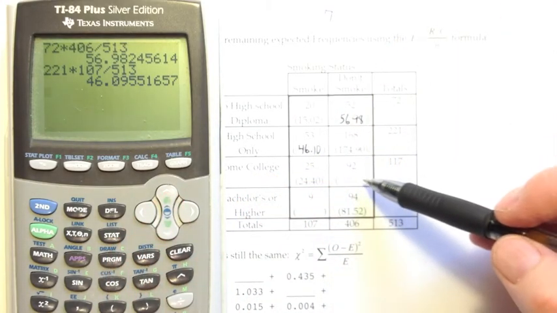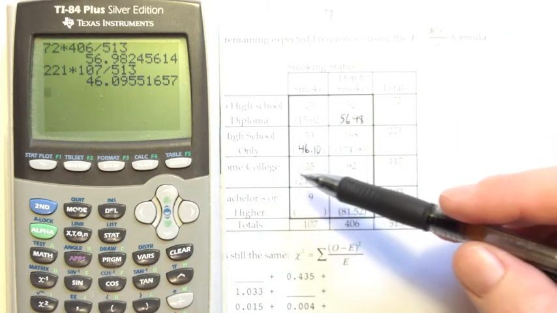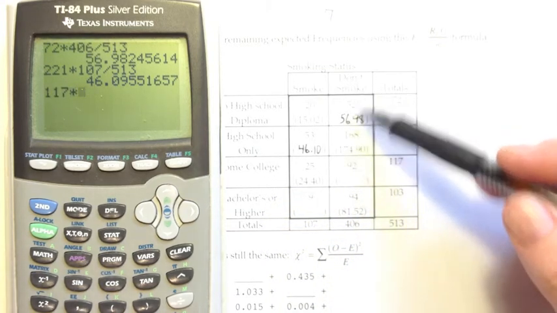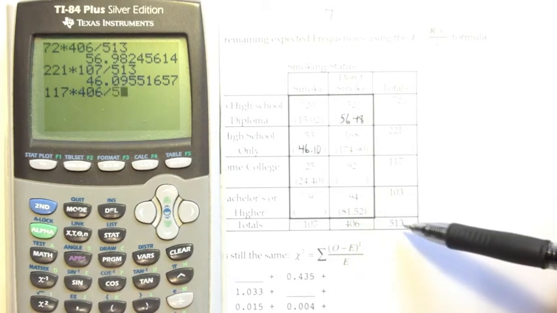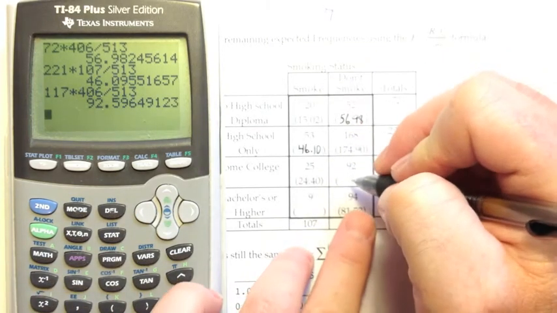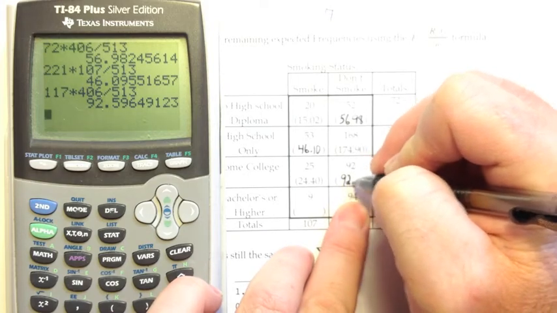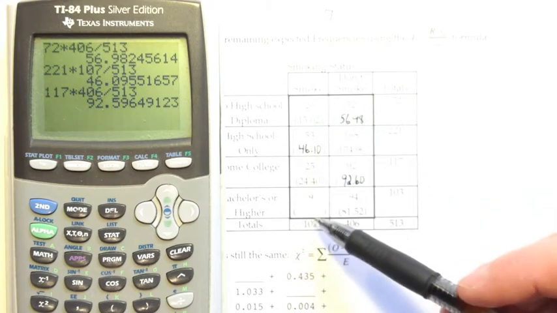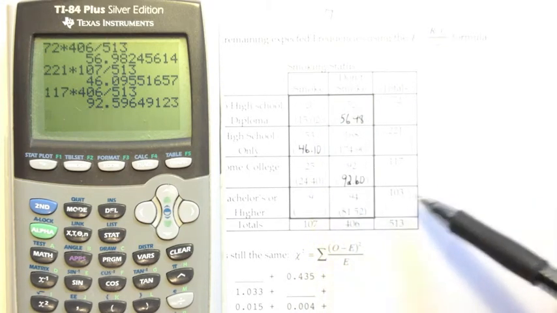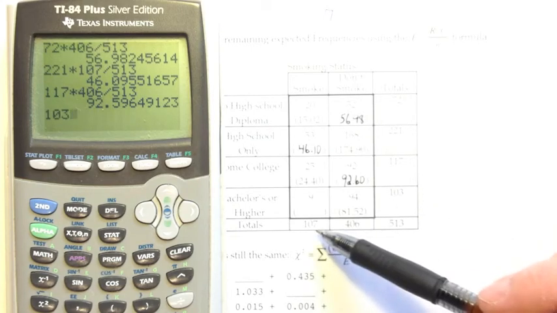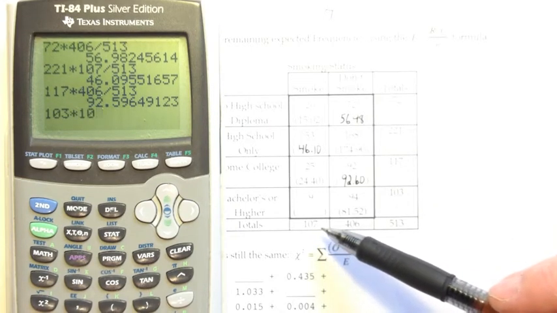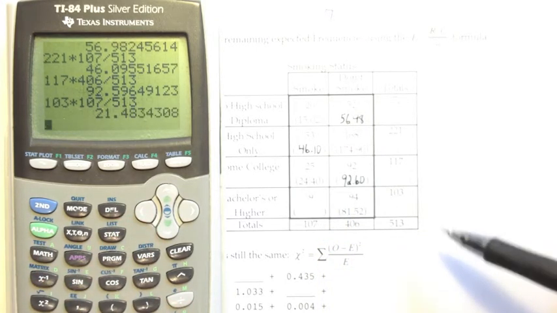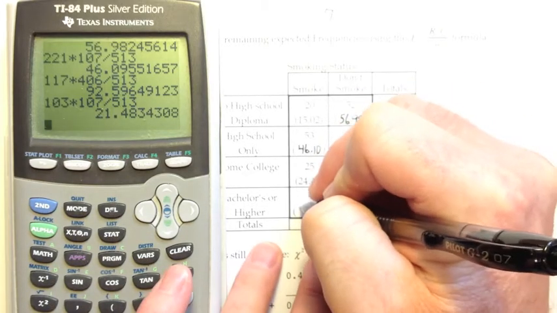And then dropping down to this cell, trying to do the same thing for those that have some college and don't smoke. For this square right here, the row total is 117, the column total is 406, divided by 513, gives an expected frequency of 92.60. And then just one left. We want the bachelor's degree or higher and they're a smoker. For that cell, the row total is 103, the column total is 107. So I'll multiply those together and divide by the sample size of 513, and I get an expected frequency of 21.48.